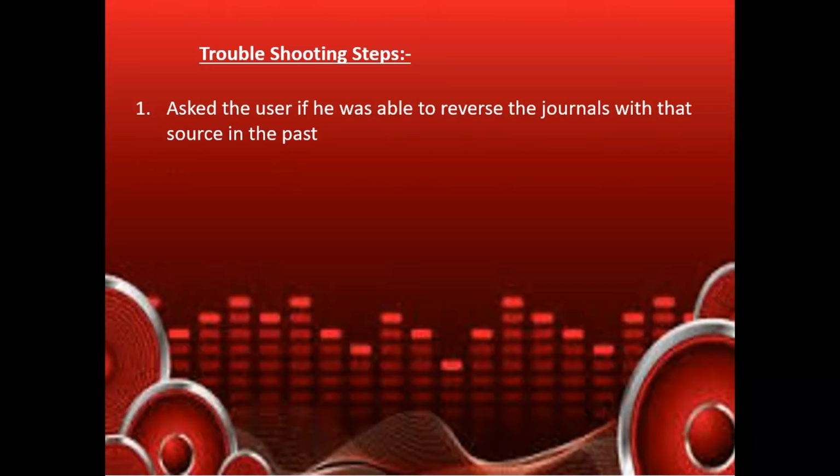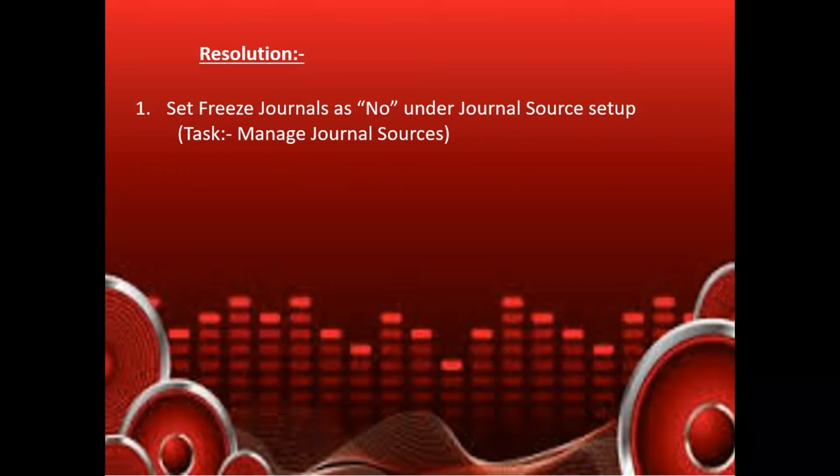So we then went into the resolution part. We verified that the freeze journals option for that particular journal source was set as yes. If the freeze journals option is set as yes, then the system will not allow those journals to be reversed. It makes sense generally for any journals which are coming from an external system or from a subledger, because we do not go for any kind of approval for those journals. Generally, for manual or spreadsheet journal sources, the freeze journals option would be set to no, whereas for other sources it will be set as yes.